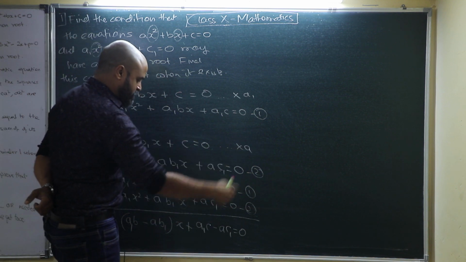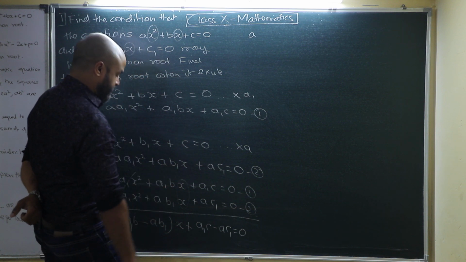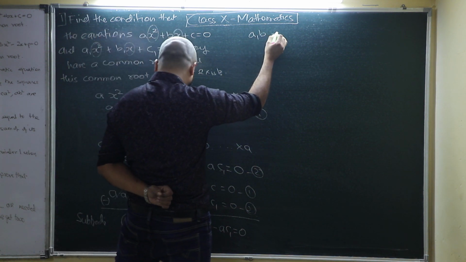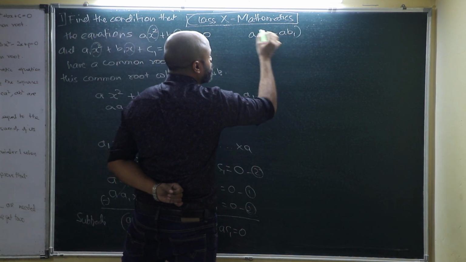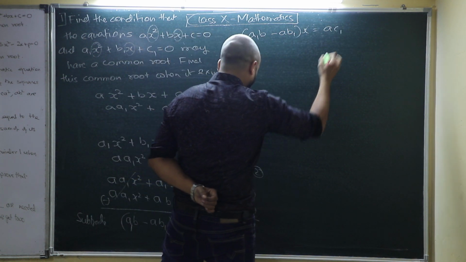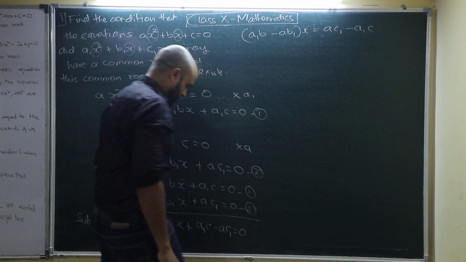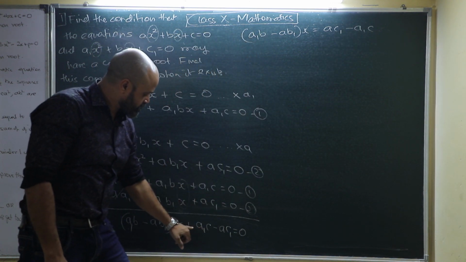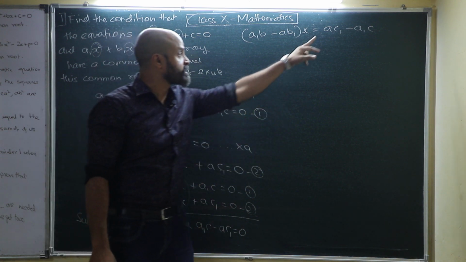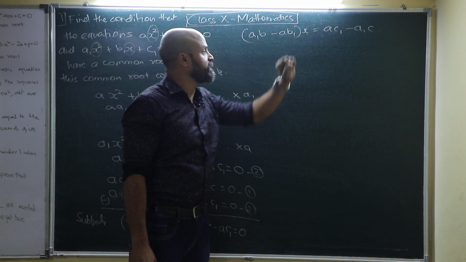Now if I happen to transpose these terms there, why? Because I need to isolate this x here. So a1b minus ab1 into x is going to give you ac1 minus a1c. I'm just transposing these terms there. So since it is in the plus format, when it goes there it becomes minus. Since it is in the minus format, when it goes there it becomes plus.